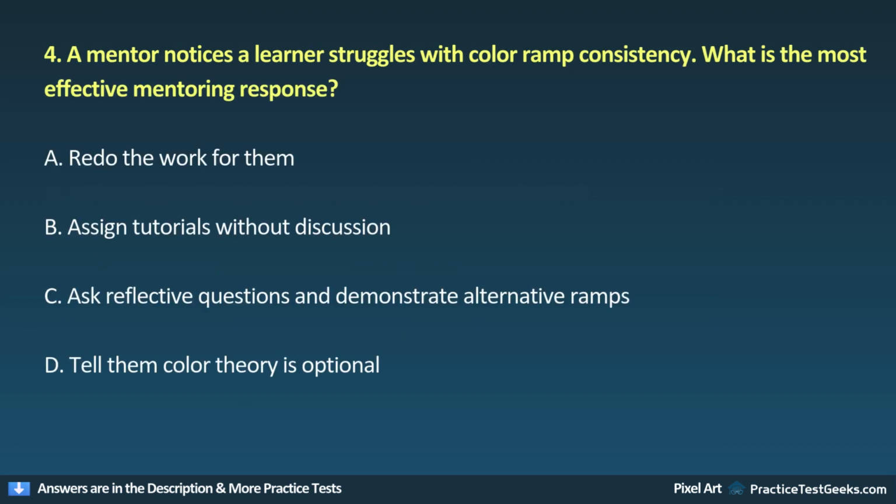4. A mentor notices a learner struggles with color ramp consistency. What is the most effective mentoring response? A. Redo the work for them. B. Assign tutorials without discussion. C. Ask reflective questions and demonstrate alternative ramps. D. Tell them color theory is optional.